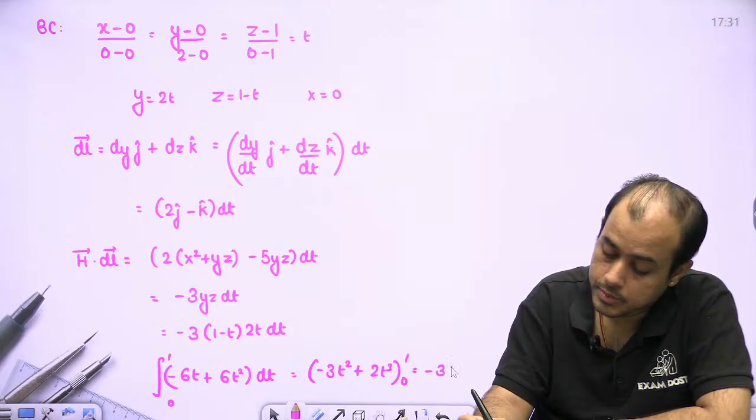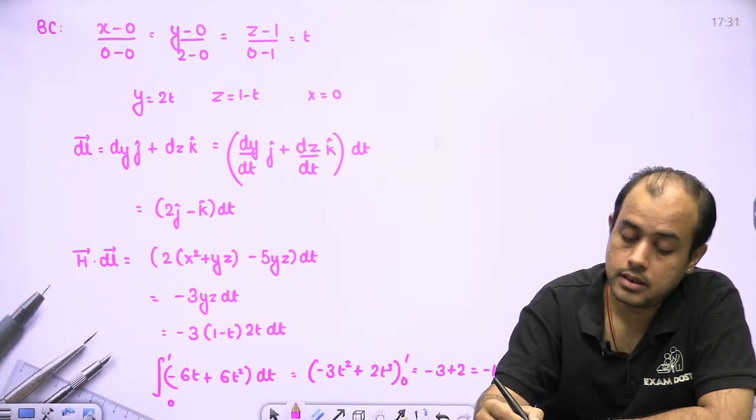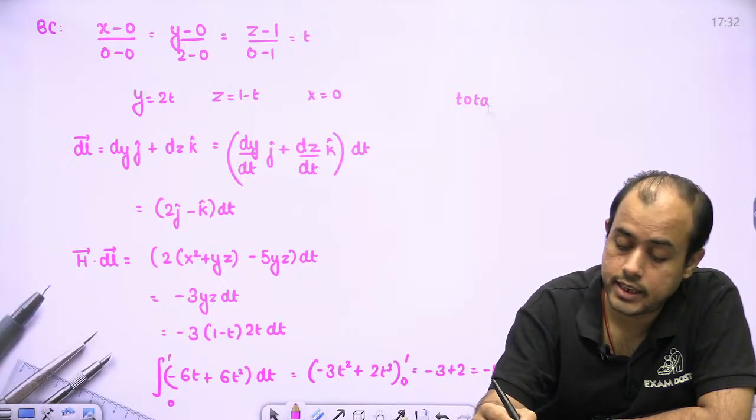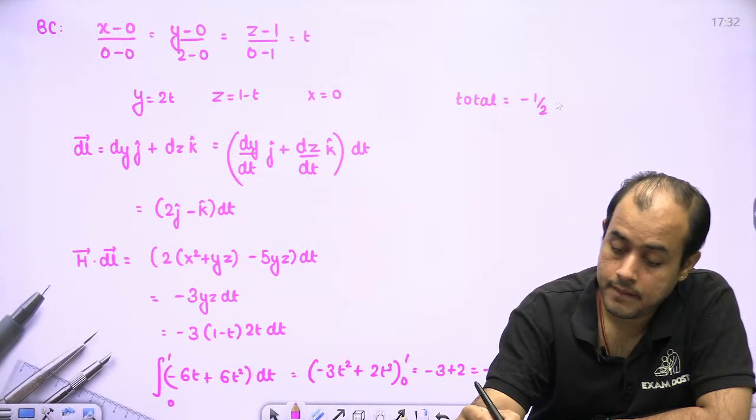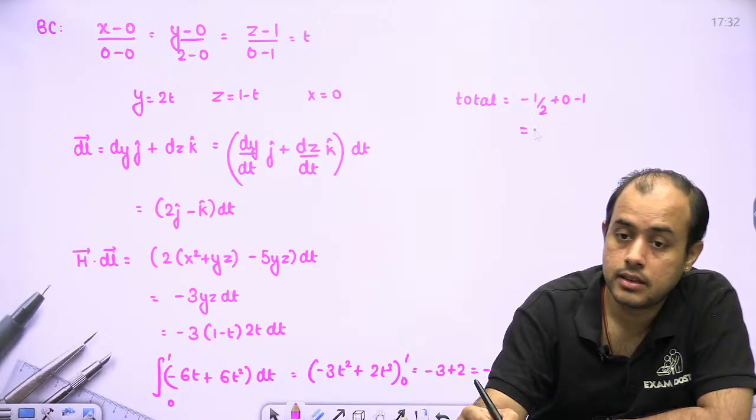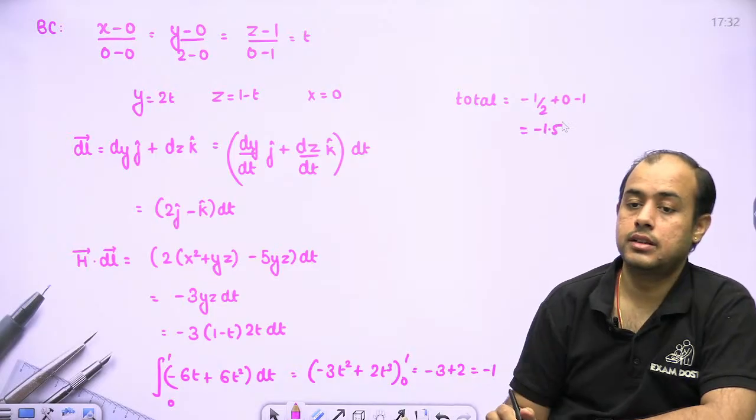So minus 3 plus 2, it is minus. So now the total integration will be minus half plus 0 minus 1, which is minus 1.5.